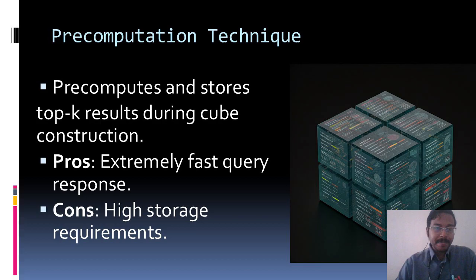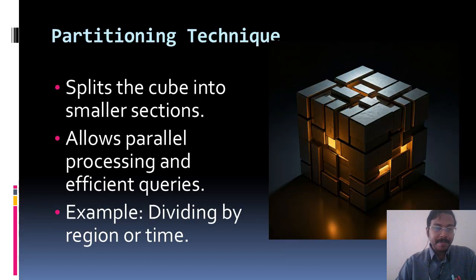Partitioning divides the cube into smaller chunks, often by region or by time. This allows for parallel processing and more efficient queries. For example, analyzing sales data separately by region and then combining results speeds up computations significantly.